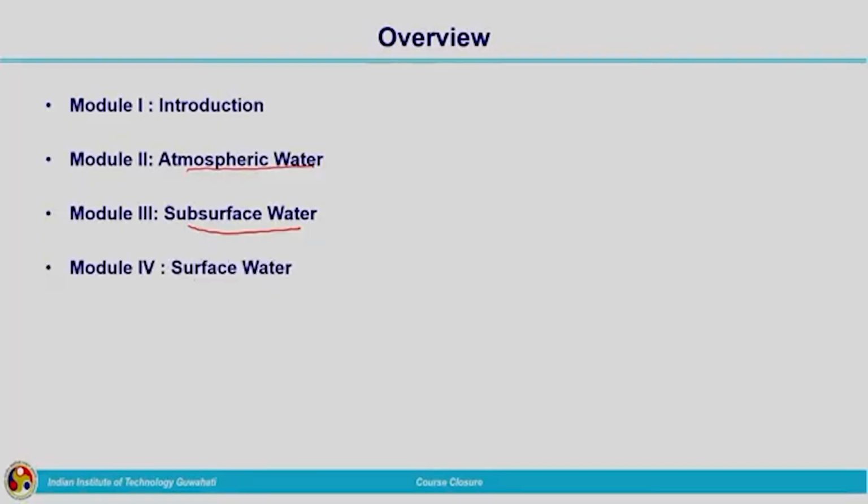Then the fourth module was related to surface water, water which is present on the surface of the earth. Under these 3 modules, module 2, 3 and 4, we have covered in detail about different hydrologic processes related to atmospheric water, subsurface water and surface water. Various hydrologic processes we have discussed. All these are interconnected. By means of hydrologic cycle, we have seen how water can be converted from one form to another. This is an endless process.